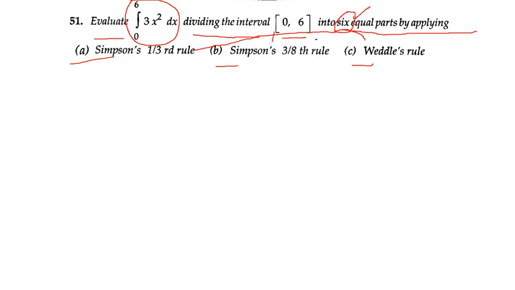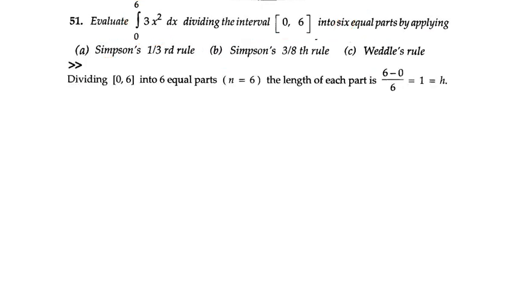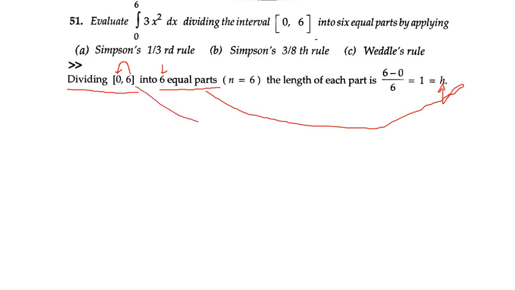Let us go for the solution. First step is to divide this interval into 6 equal parts. To do this, first we need to find the value of h. How do we find the value of h? It is upper limit minus lower limit divided by n. Now let us do that. That's what we have done here.